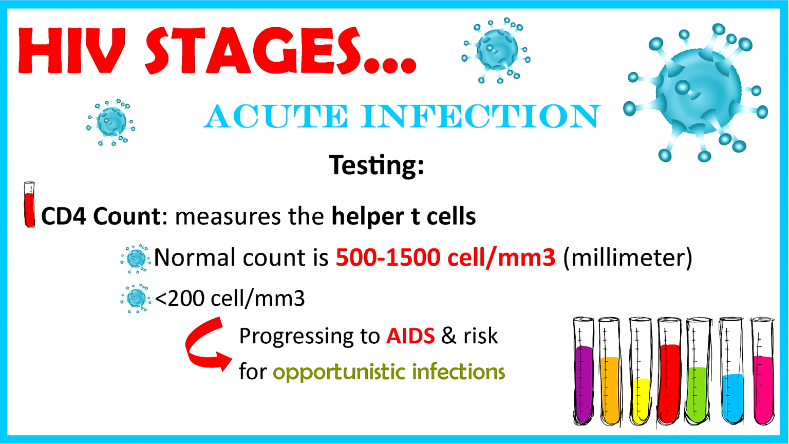Next is a CD4 count. Now the CD4 count doesn't tell a person if they have HIV or not. Instead, this is very helpful in monitoring a patient who does have HIV, looking at the helper T cells, because that is what this measures, and seeing how they are doing on medication therapy. So a normal count for this is about 500 to 1500 cells per millimeter, and anything less than 200 is not good. It shows that HIV is really progressing. It's progressing to AIDS, and there is a risk for the patient of developing opportunistic infections, because remember, these helper T cells are not there to help us fight infection. Their count is really low, so we're at risk for this.